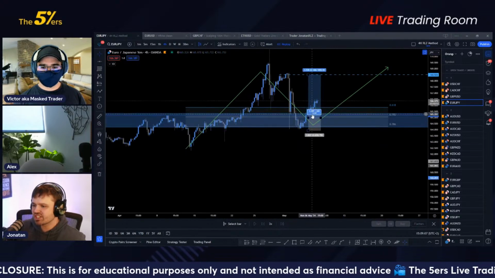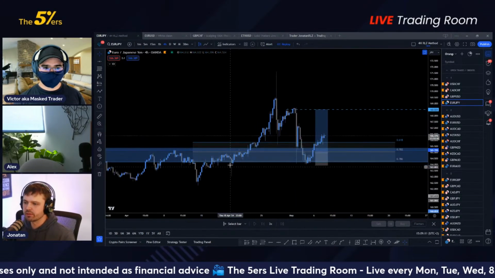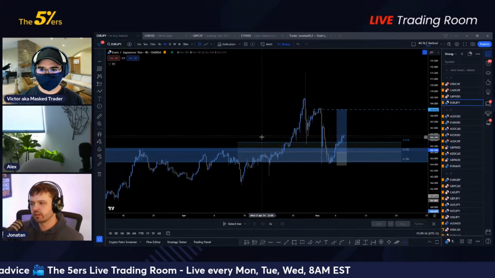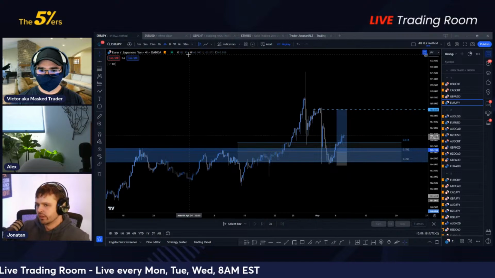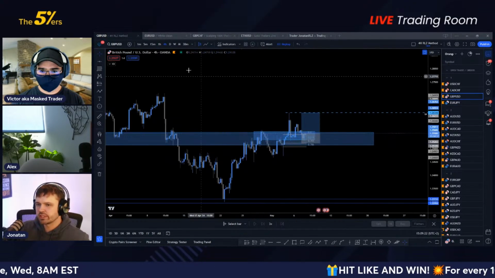Now I actually didn't get in on this trade, but you can see that the idea is very similar. Price comes down, hits a high time frame level, and then you look for entries on the lower time frames. Another one is GBP USD. I'm looking at entering this one.